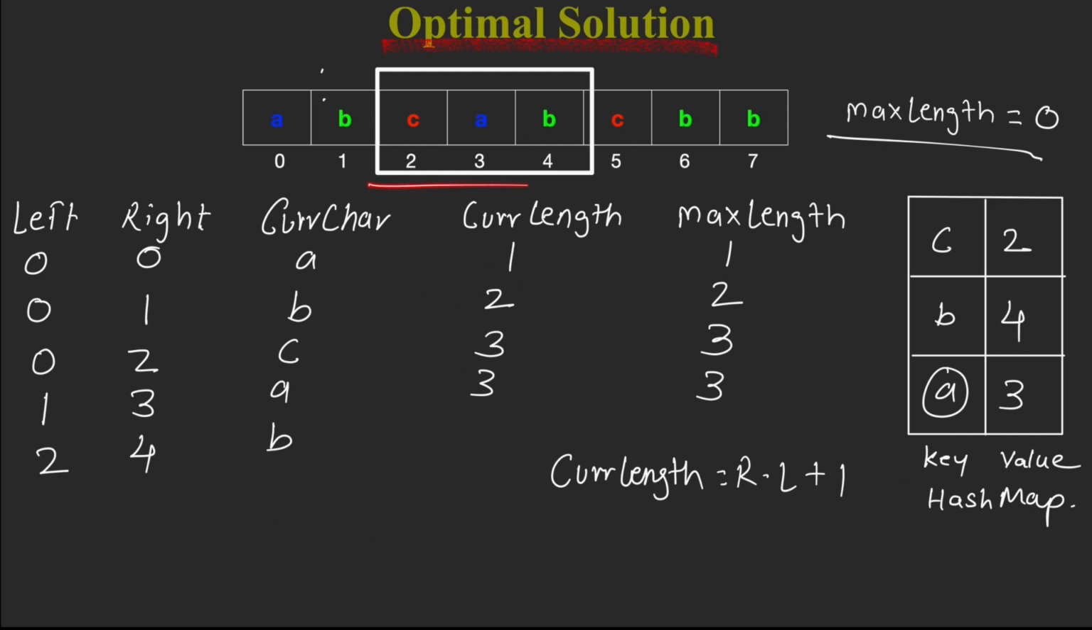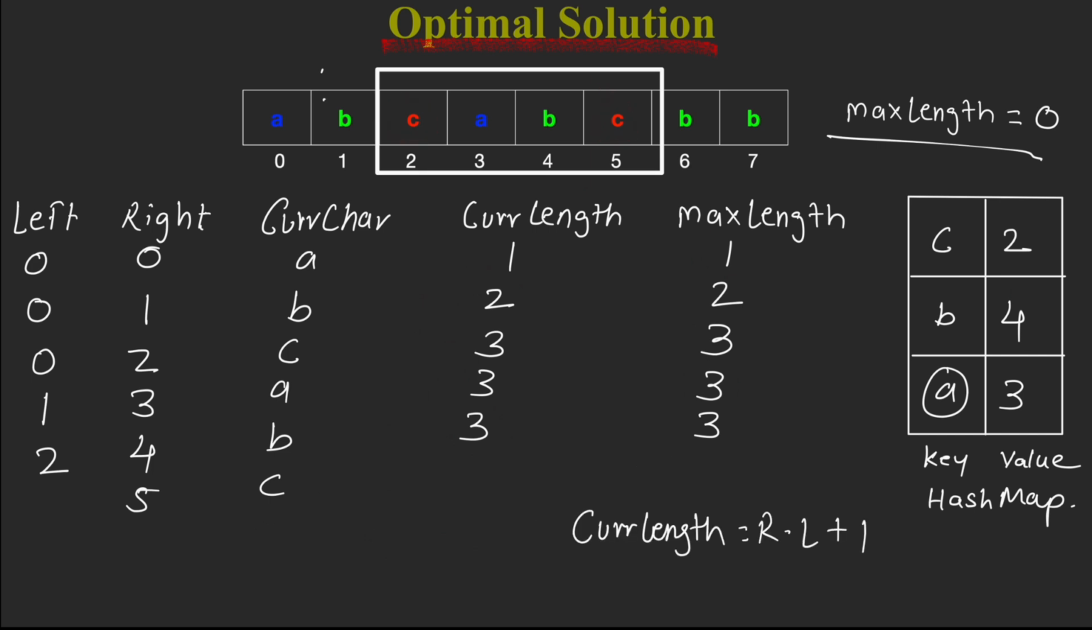Current window CAB. Current length is equal to 4 minus 2 plus 1 equal to 3. Maximum of 3, 3 is 3. So max length remains 3. Iteration 6. Right is at index 5. Current character is C. Another repeat.